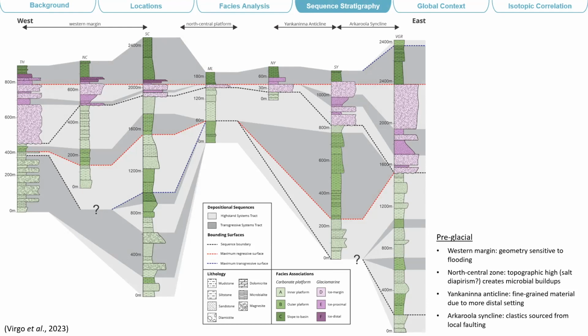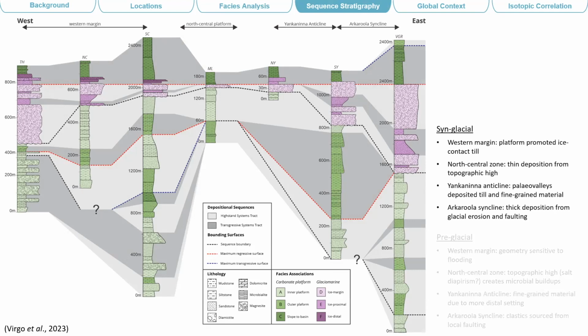Then we get over to the Yankonida anticline, which is in here. And it's just got a lot of fine-grained material, likely due to a more distal setting as well. In Arkaroola, we have a lot of clastic material, which I mentioned earlier. That's likely to do, again, with its relatively close proximity to local faulting and source material. So we're just sourcing a lot of clastic material. There's a lot of faulting going on in that eastern margin.